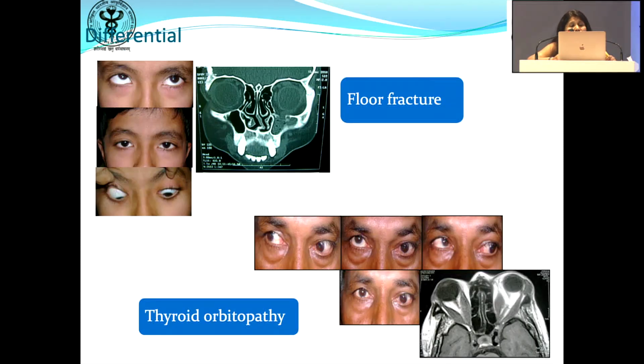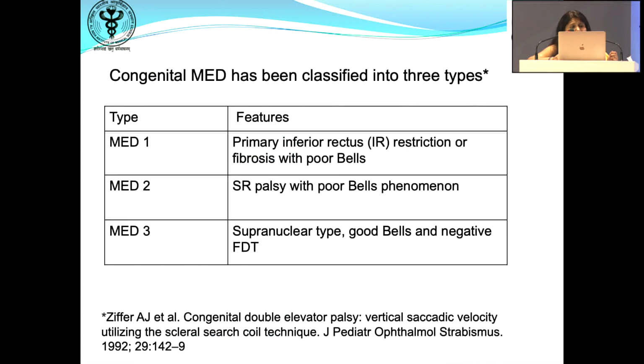The acquired causes could be floor fracture, where you have entrapment of soft tissue or inferior rectus muscle, which will lead to limitation and restriction of movement in elevation. Thyroid orbitopathy, as dealt with by Dr. Wong, is another important differential that needs to be kept in mind whenever we are dealing with acquired monocular elevation deficit. So I'll be mainly talking about congenital MED, and that's the focus of this talk.